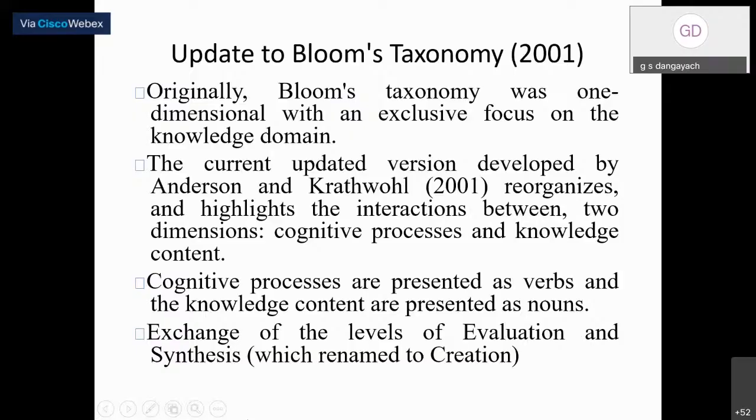Originally, Bloom's taxonomy was one dimensional with an exclusive focus on the knowledge domain. The current updated version, developed by Anderson and Krathwohl, reorganizes and highlights the interactions between two dimensions, cognitive processes and knowledge content. Cognitive processes are presented as verbs and the knowledge content are presented as nouns.